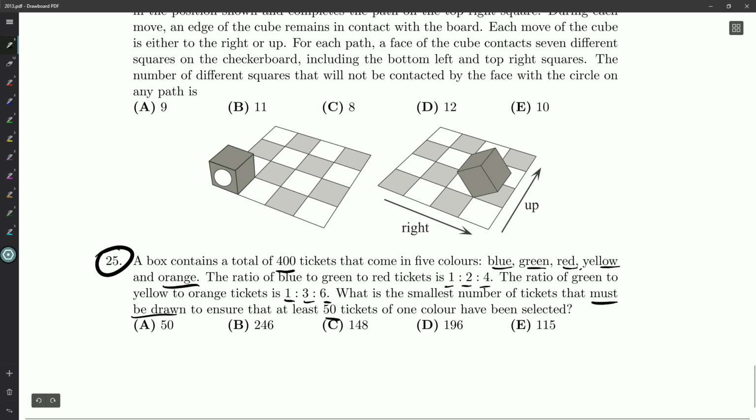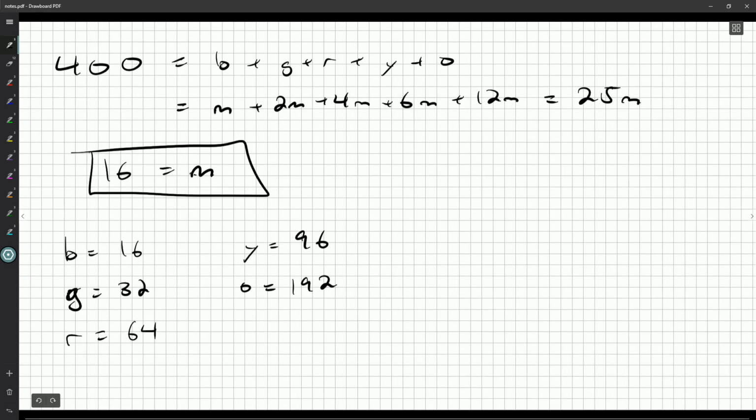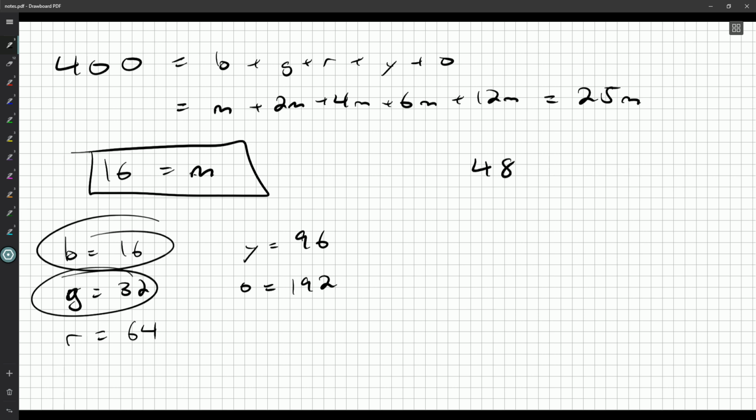What's the smallest number of tickets that must be drawn to ensure at least 50 tickets of one color have been selected? At least 50 tickets of one color. So, well, who cares about the blue or the green? You can't get 50 blue or green anyway. So at least you're going to need 48 draws. And maybe in the worst case scenario, you know, the cruel mistress of fate makes it so you get all the blues and all the greens.